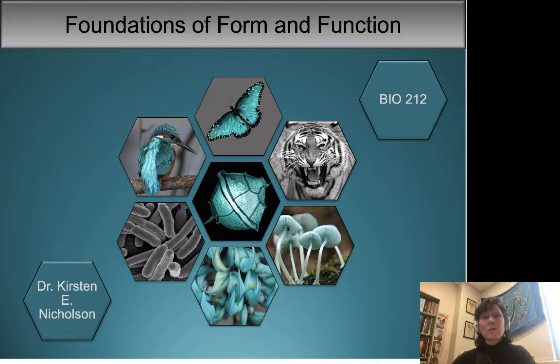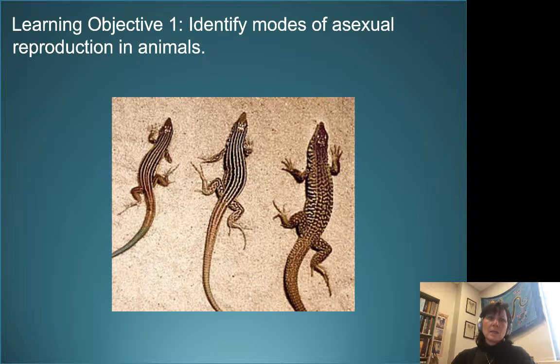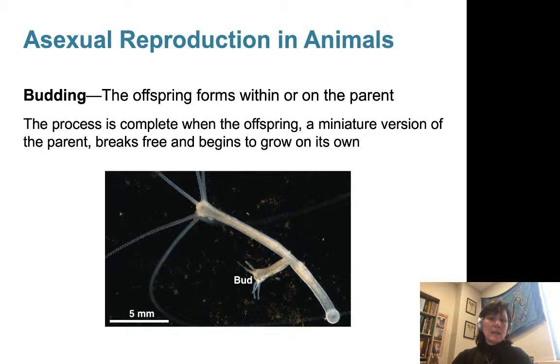So we're back to talk about reproduction, and in this case, we're focusing on animal reproduction. First we want to talk about, or at least briefly cover, different modes of asexual reproduction in animals. If we're going to simplify this, there's three basic ways that animals can reproduce asexually. The first is by what's called budding.